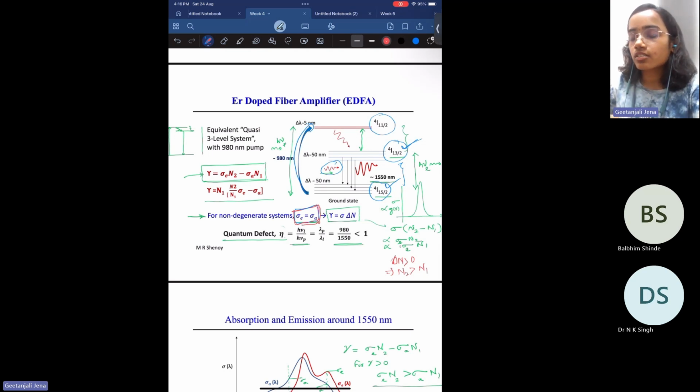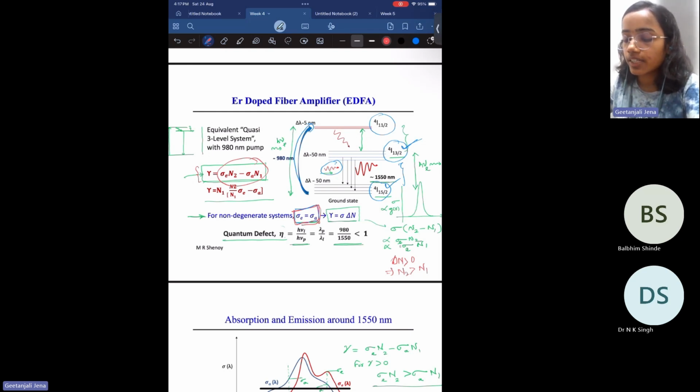It will change, or if you see the distribution of erbium ion in the lattice, then we'll see there is higher density in some region and lower density in some other region. And because of that, we'll see multiplets of energy level. So we can't approximate it as a non-degenerate system. So for a degenerate system, what do we have? The gamma, that is the gain, you can write it as sigma E N2 minus sigma A N1.